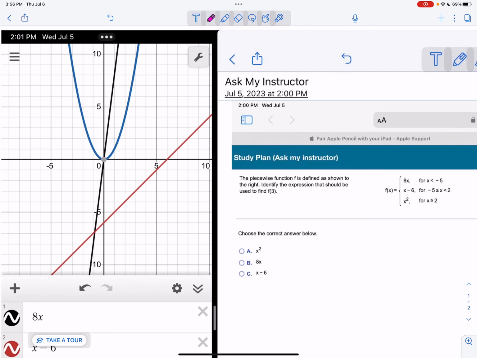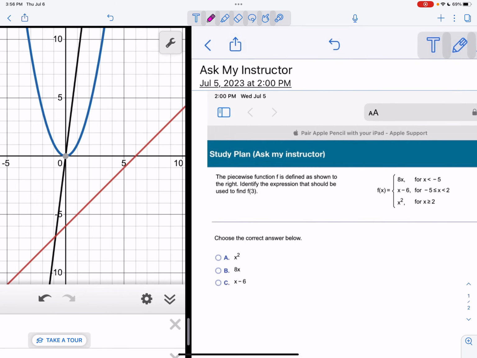Okay, so here's the question that we're looking at. We're trying to figure out which expression, which part of this right here, we are supposed to use to find f of 3. So the first thing that we're going to do is work through the fact that these right here are the expressions, and over here on the right, this is the domain for each part.